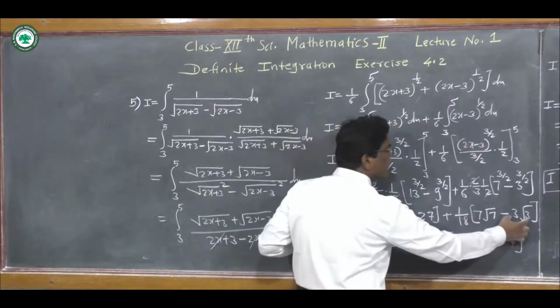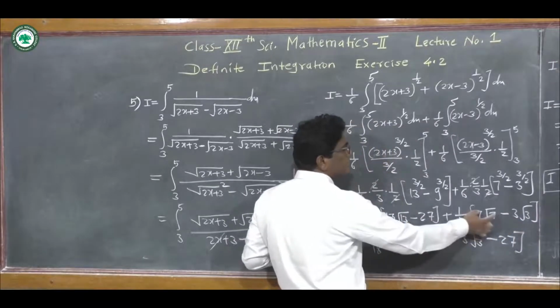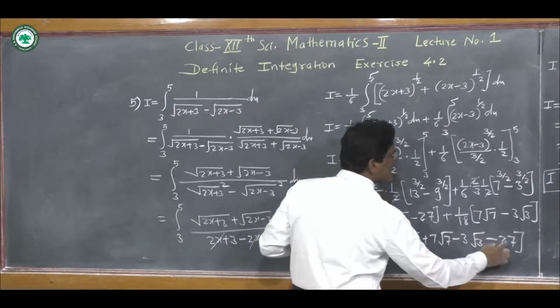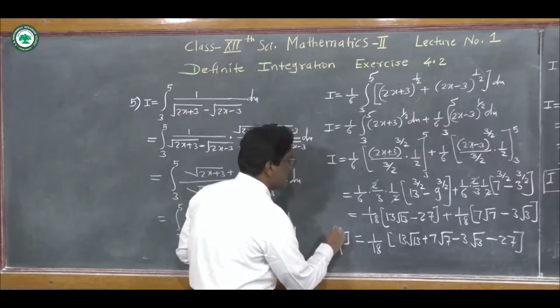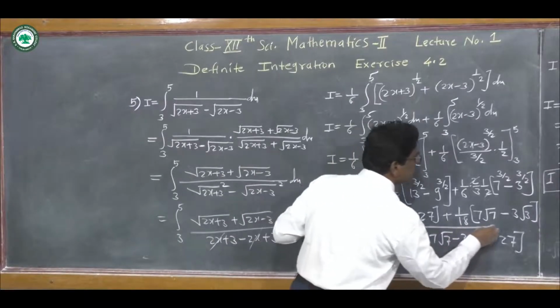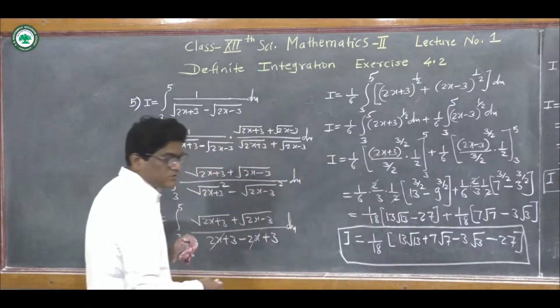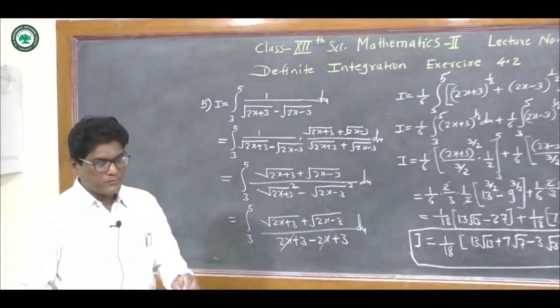1 2 3 4 terms, here also 4 terms: this 13 root 13, this 7 root 7, then minus 3 root 3 and then minus 27. This is the final solution. We highlight this solution like this. So this is the solution of the fifth problem. So we have completed here fifth problem.